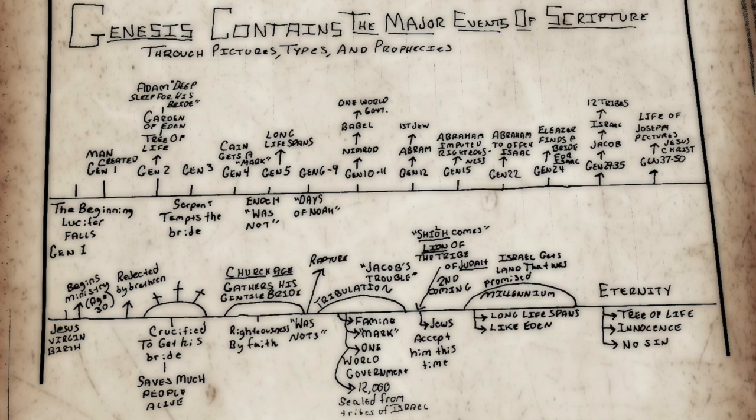You get to Genesis 50, the last chapter. And in Genesis 50 verse 20, it says, but as for you, ye thought evil against me, but God meant it unto good, to bring to pass, as it is this day, to save much people alive. That's Joseph saying to his brothers.